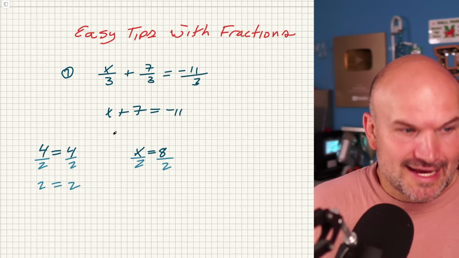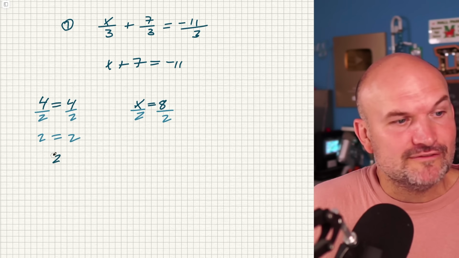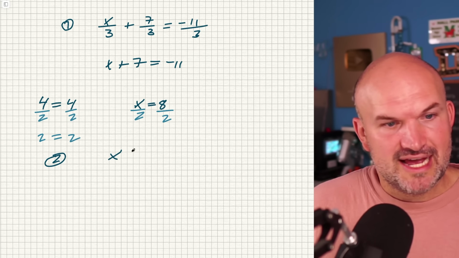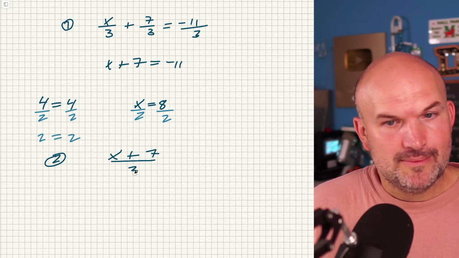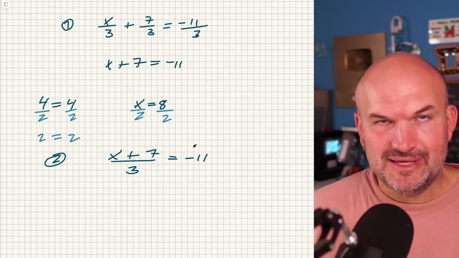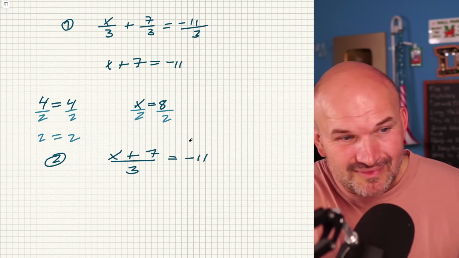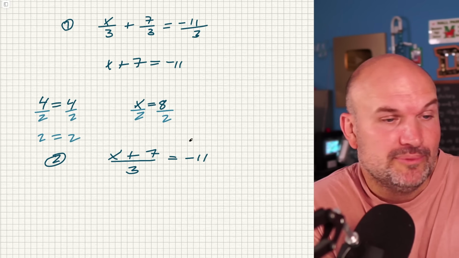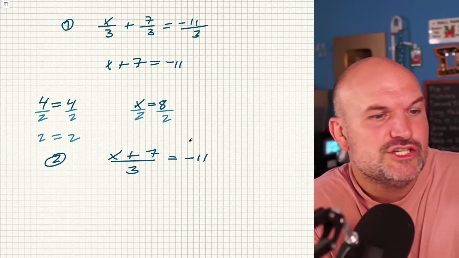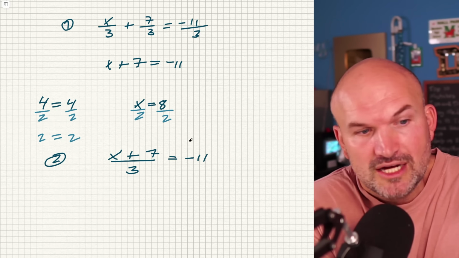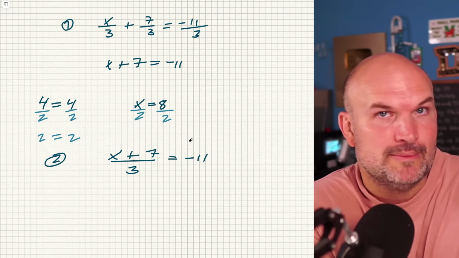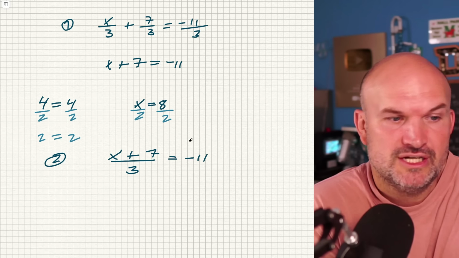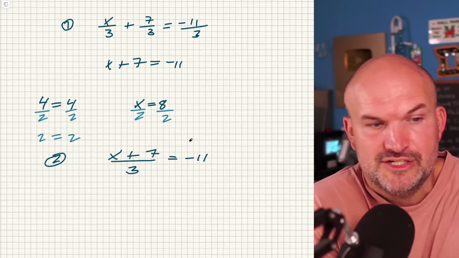All right, the next tip is going to be using our inverse operations. In this case, I have x plus 7 divided by 3 is equal to negative 11. I'm keeping the numbers simple here. Now, the reason a lot of students would get confused on a problem like this is because when we teach solving linear equations, we talk about using the reverse order of operations. Always undo addition and subtraction before you undo multiplication and division.